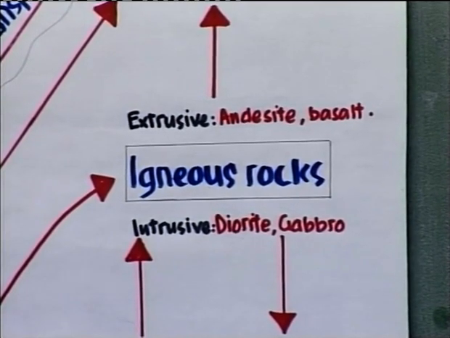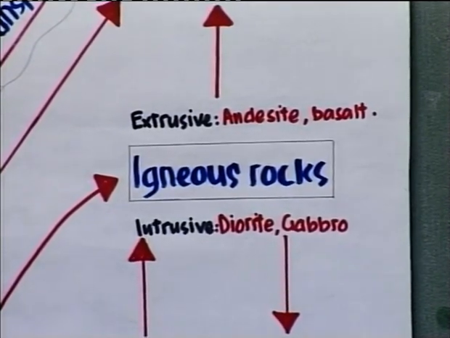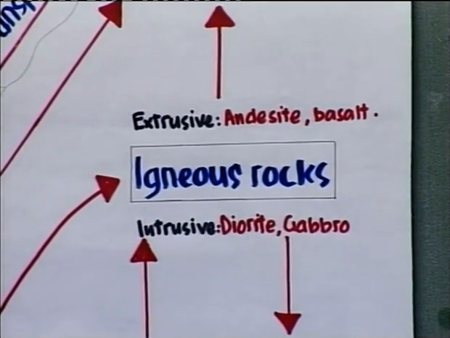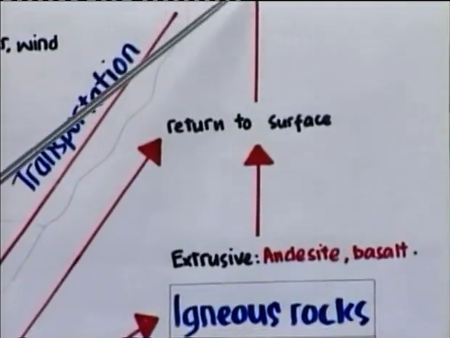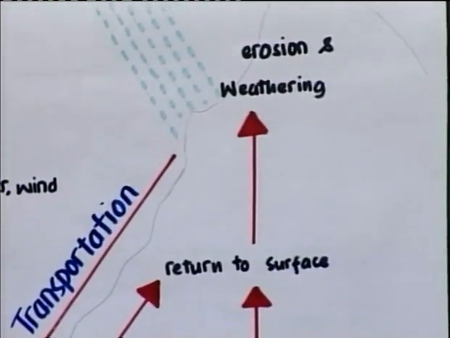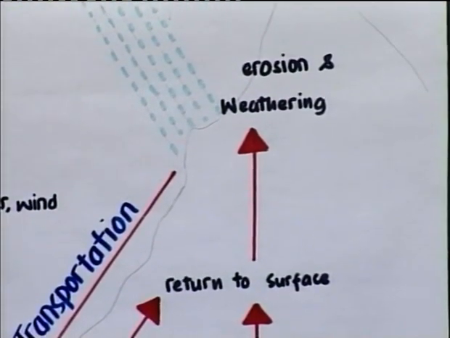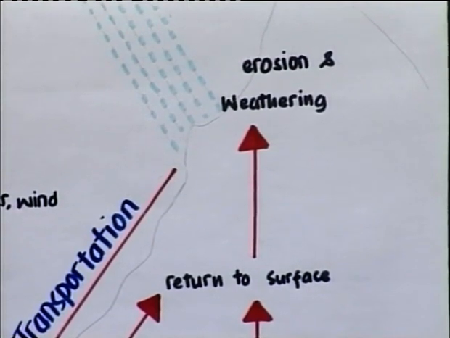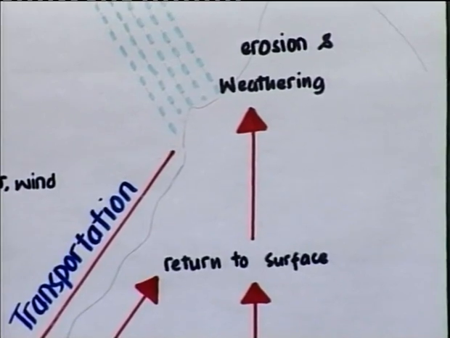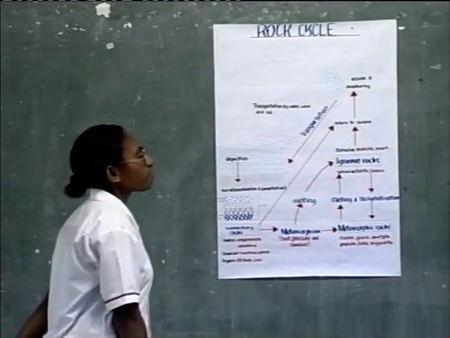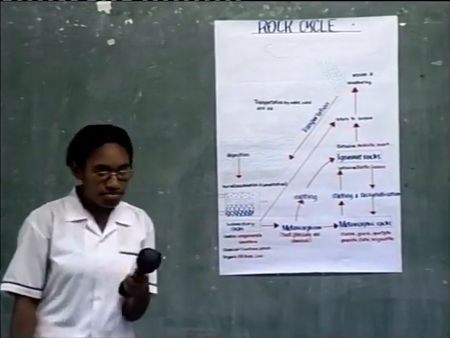The extrusive features which are exposed on the surface are then subject to erosion and weathering, and the process continues. On our rock cycle, we have igneous as the final stage, but the rock cycle is an ongoing process. Thank you.